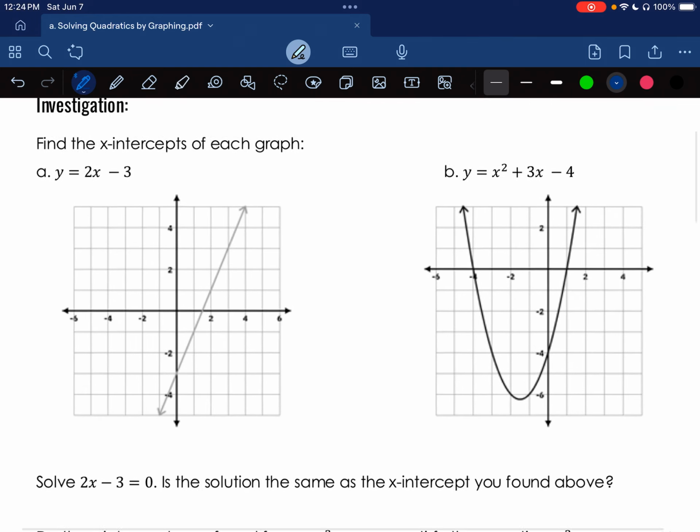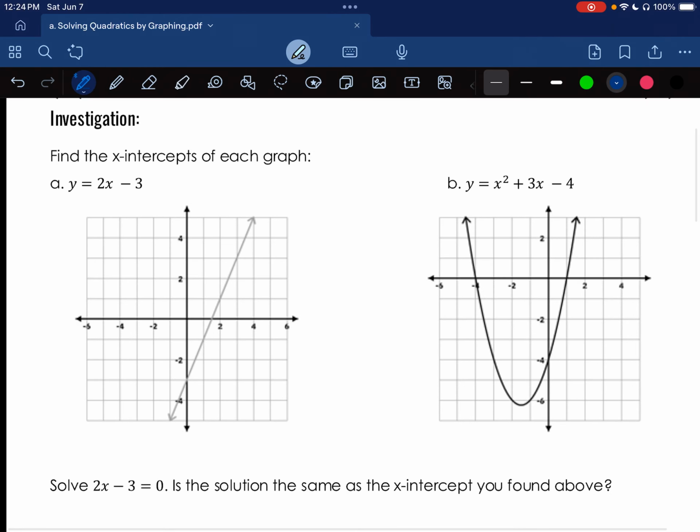So, let's go. Before we get started, I want you to do this little investigation here. So we are looking at two graphs, a linear graph and a quadratic graph, and I want you to just find and tell me what the x-intercepts are. So go ahead, take a second. All right, so you probably noticed that this line crosses the x-axis at like 1.5, and this quadratic crosses the x-axis at x equals -4 and 1.